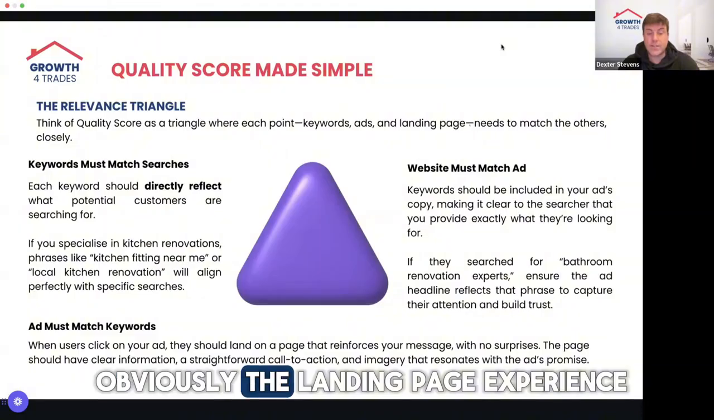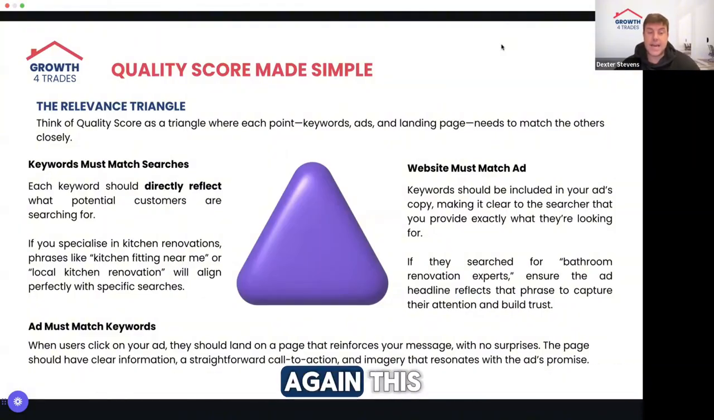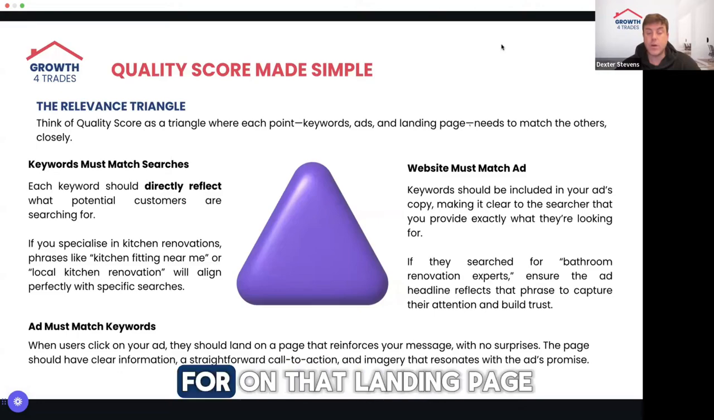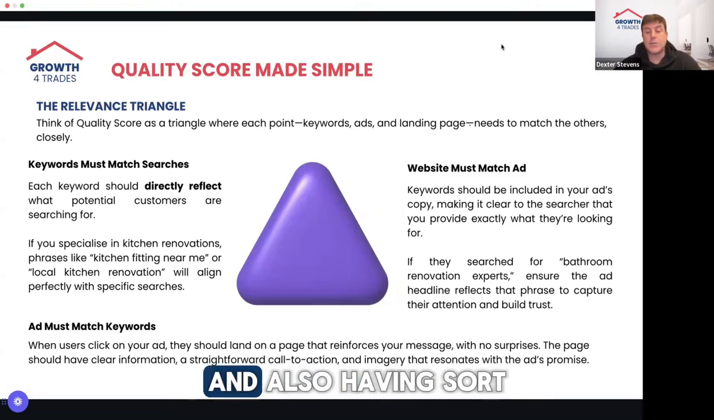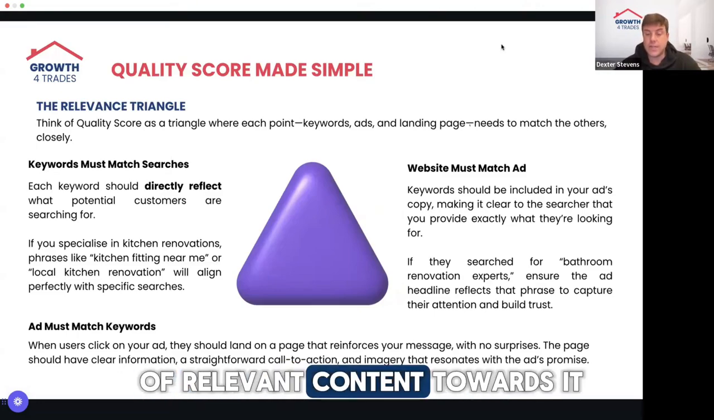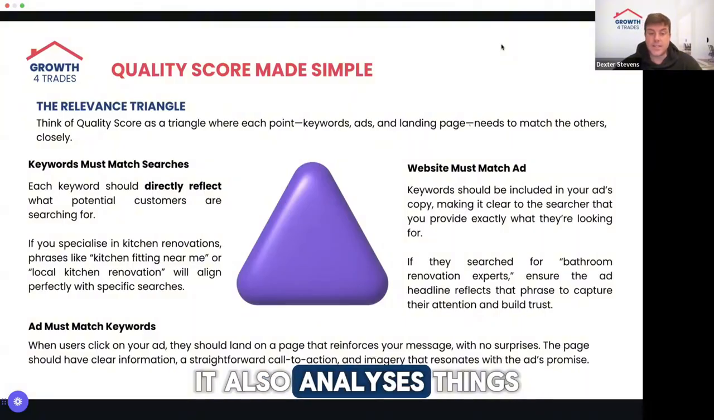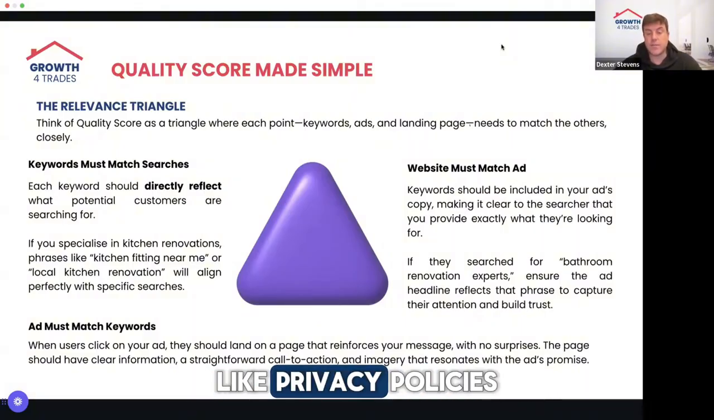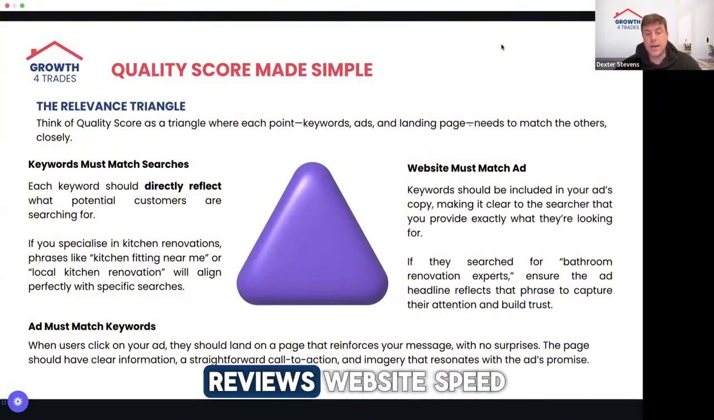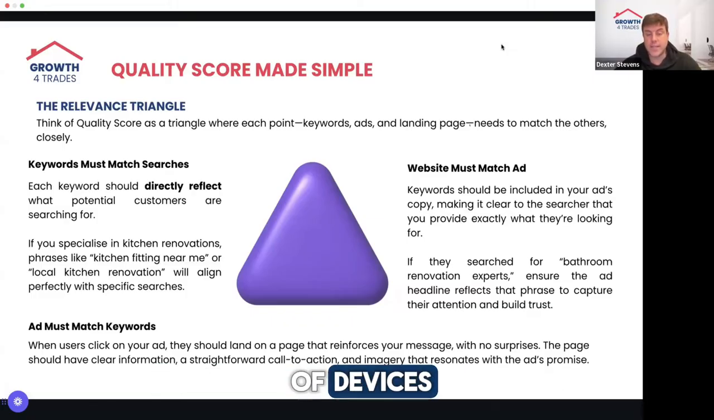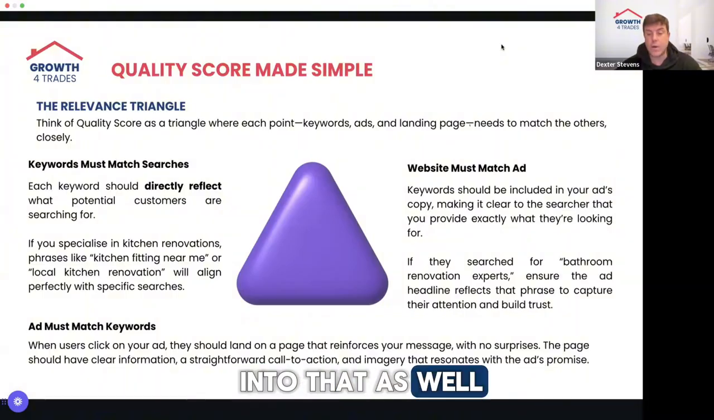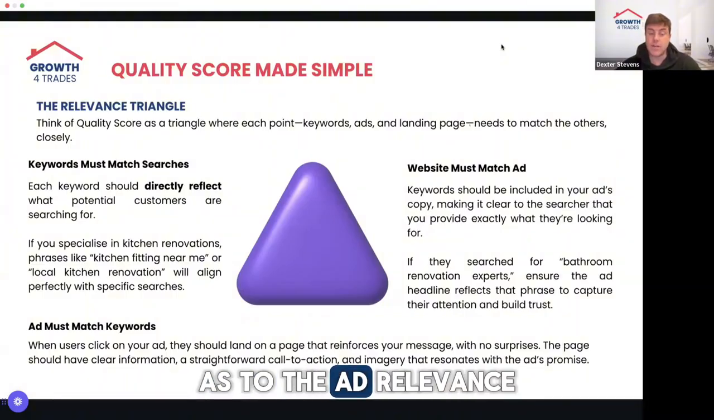The other one is the landing page experience. Again, the main factor here is including those keywords that you're bidding for on that landing page and also having relevant content towards it. It also analyzes other trust signals, like privacy policies, reviews, website speed, and website optimization in terms of devices. So all of those things really need to be factored in, as well as the ad relevance.